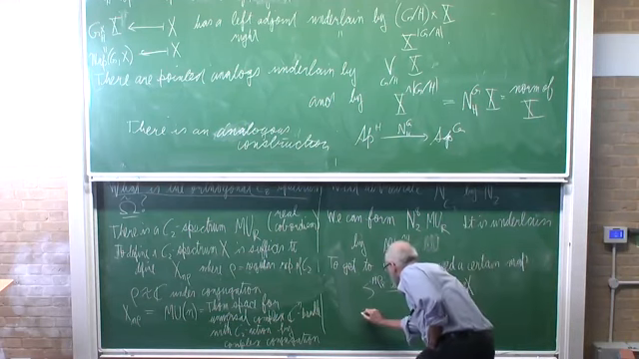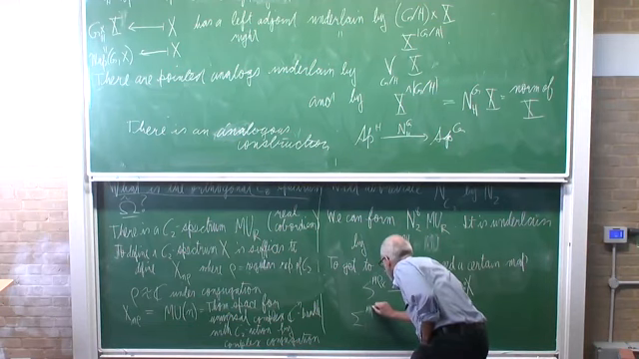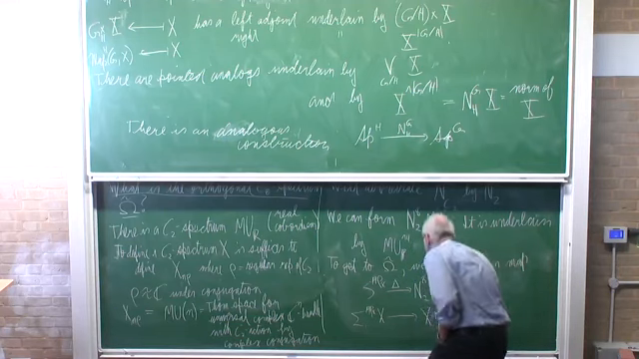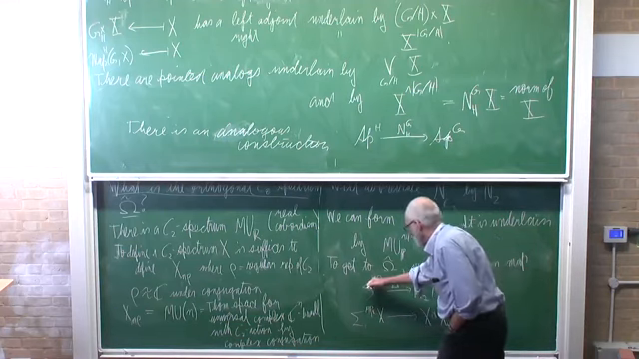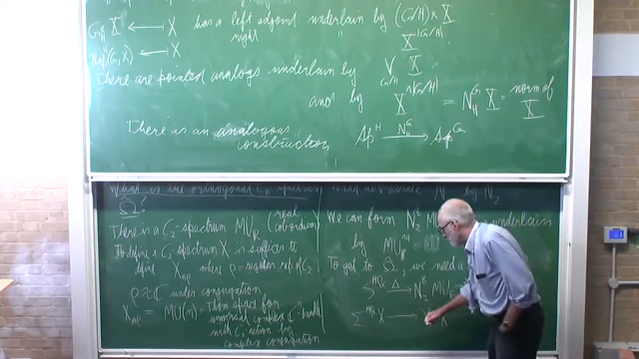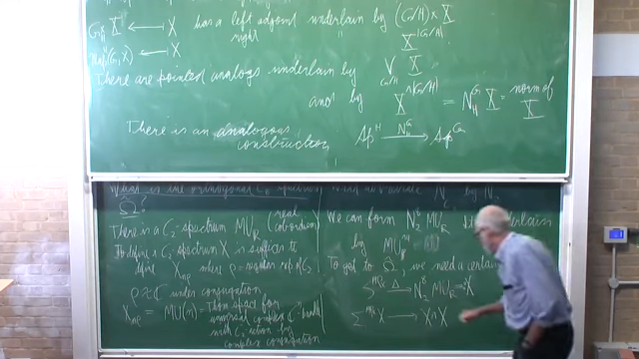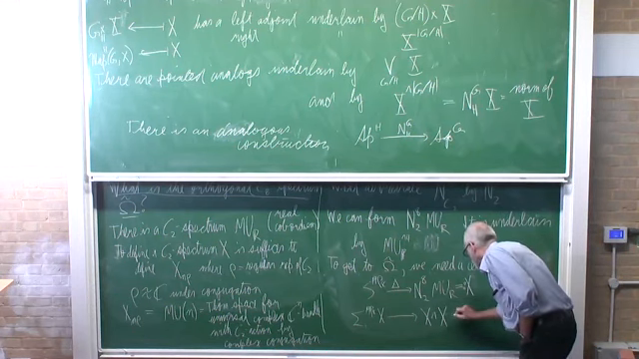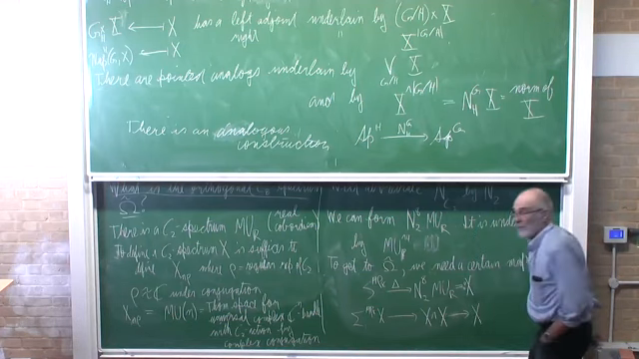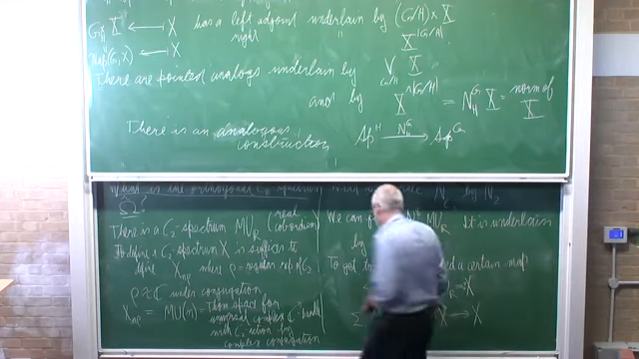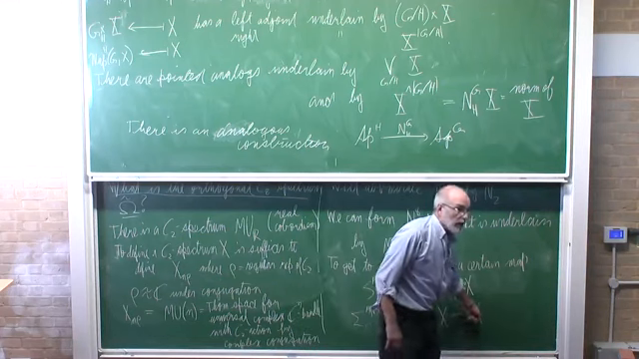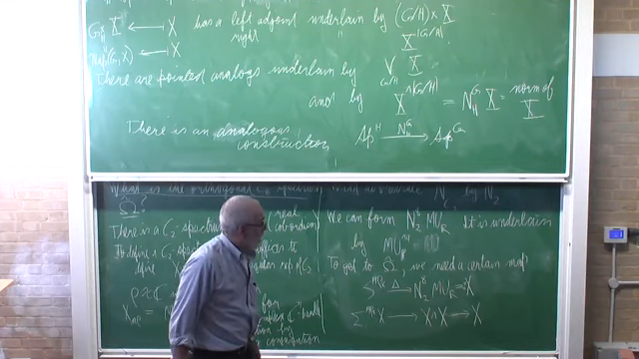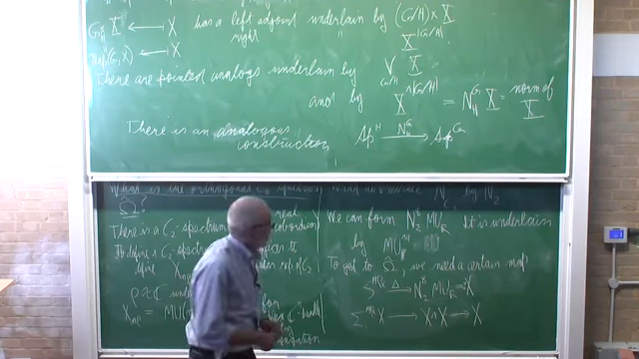So I have a map like this. I'm smashing both sides of this with X, and so I get a map like this. And then X is a ring, so I get a map like that. So I have a map from this suspension of X to X. And I want to iterate that map and take the homotopy colimit.